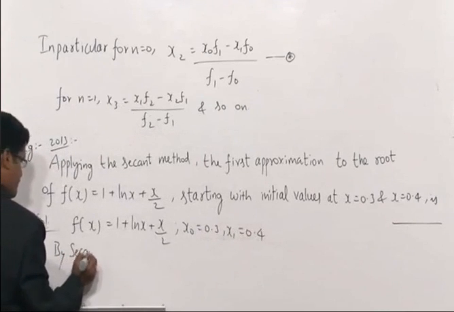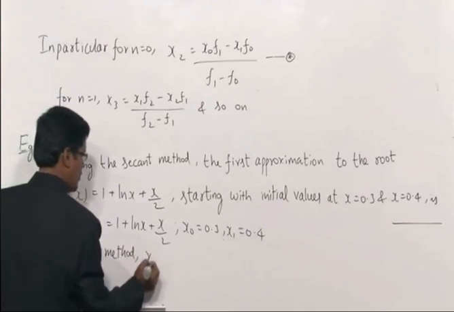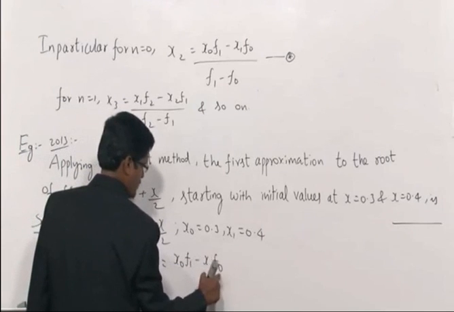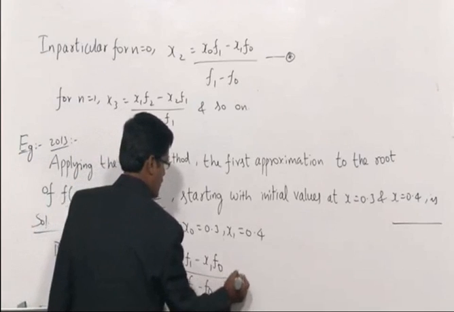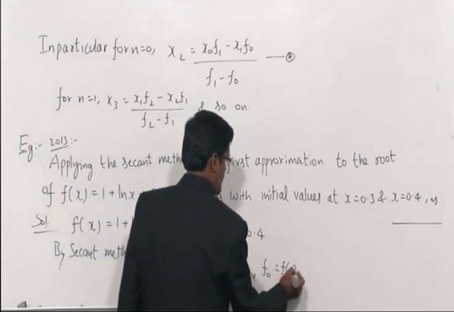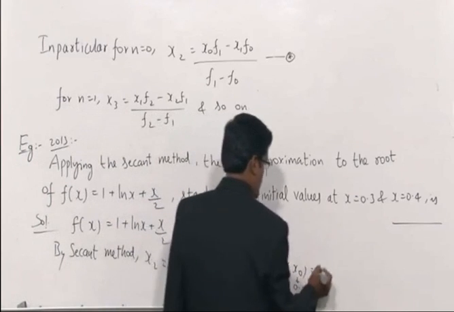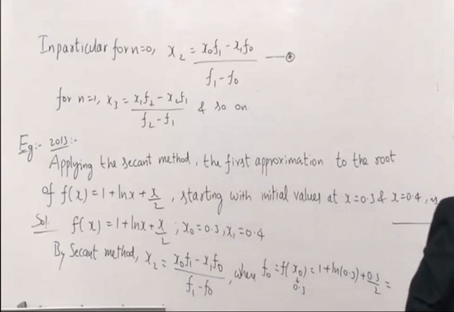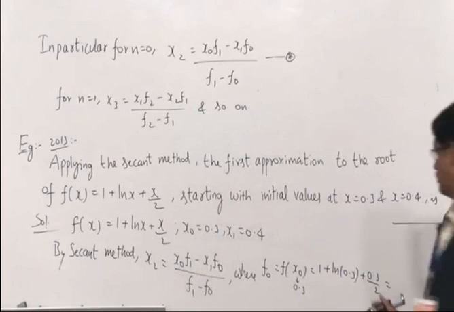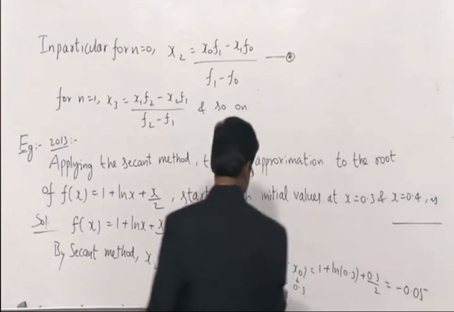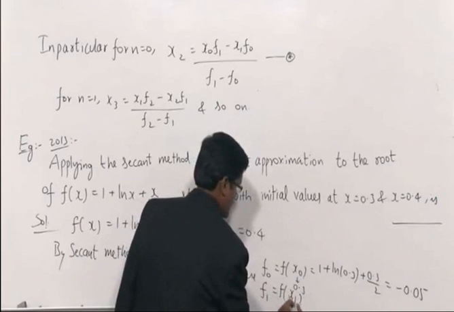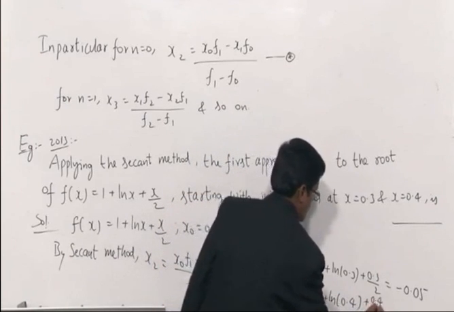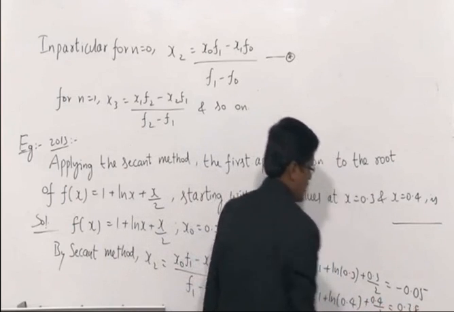By secant method, what is the x2 formula? x2 = (x0 f1 - x1 f0) / (f1 - f0), where f0 is f(x0). What is x0? 0.3. That means 1 + ln 0.3 + 0.3/2. So calculate the natural logarithm of 0.3. This simplifies to approximately -0.05. f1 is f(x1). What is x1? 0.4. That is 1 + ln 0.4 + 0.4/2. This simplifies to 0.28. Please check all of this.